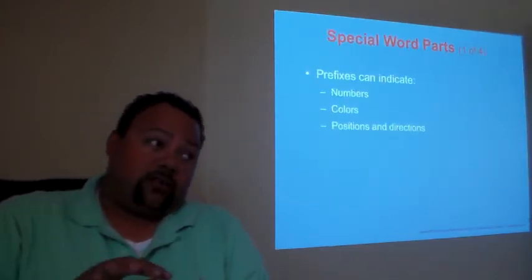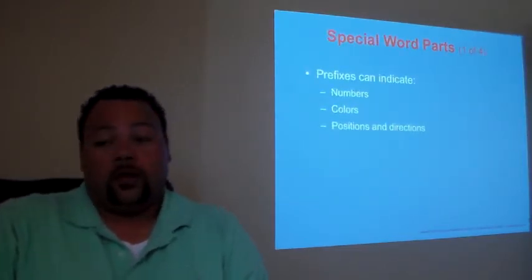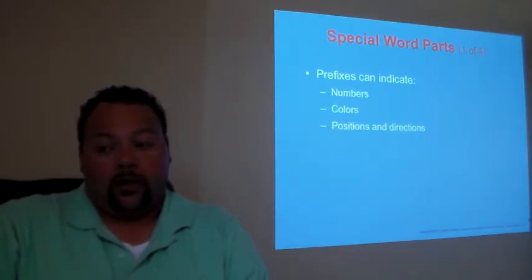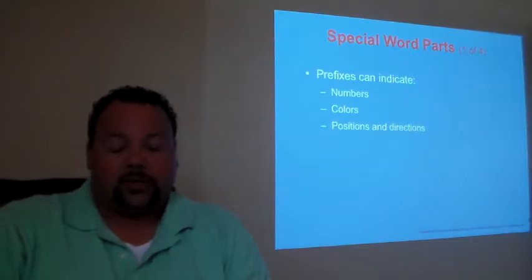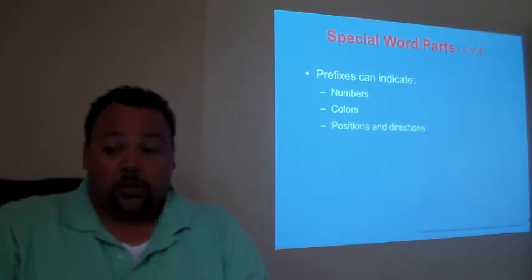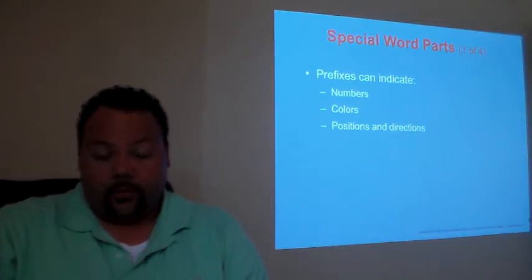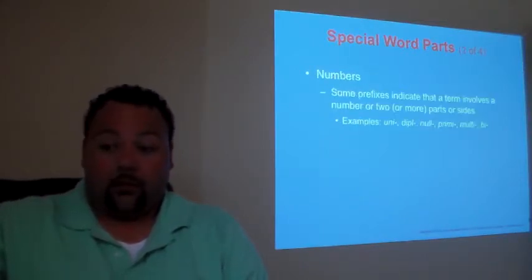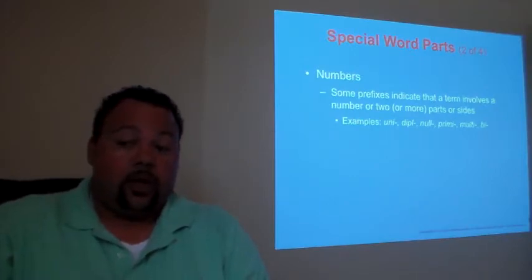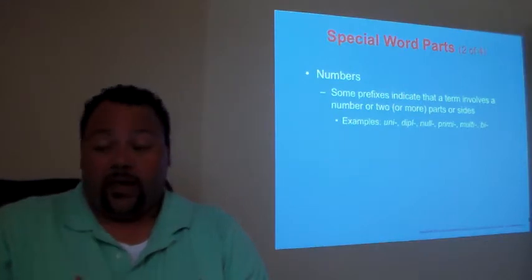Prefixes are there to give us denominators, things that declare something as something else, whether it's a number, color, or position. Like I said, uni, that's one that I always refer to. Some of the ones you see here: uni, di, nulli, primi, multi, bi, what have you.